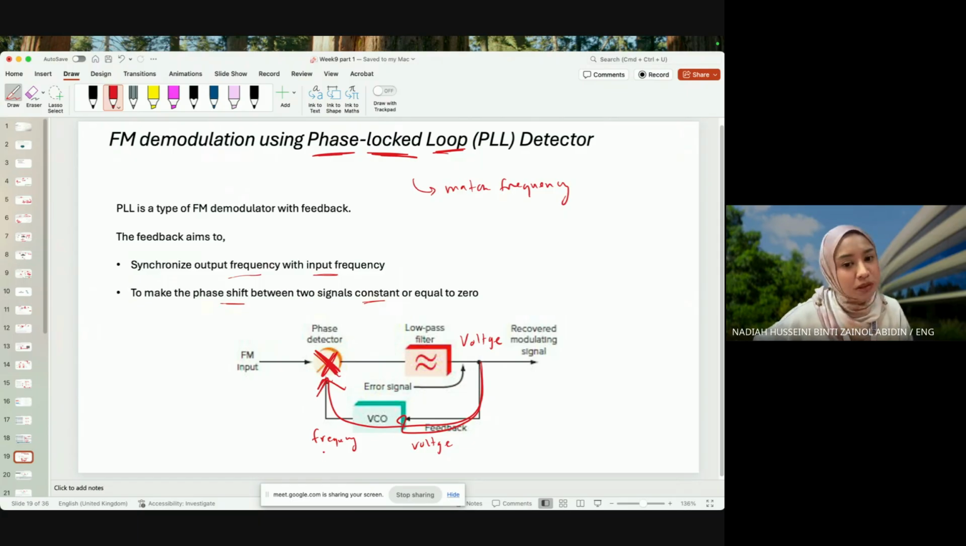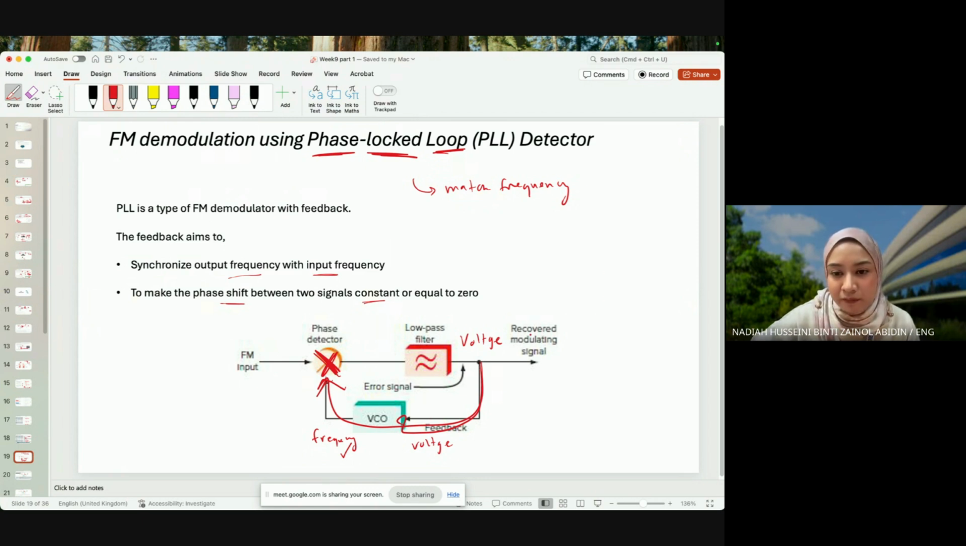The VCO produces a frequency supplied into the phase detector. The phase detector checks, is this frequency from the VCO the same as the FM input? If it's not, then it will produce some signal, and then this will continue tuning the VCO until they get the right frequency. This happens on and on until you get the locked phase.